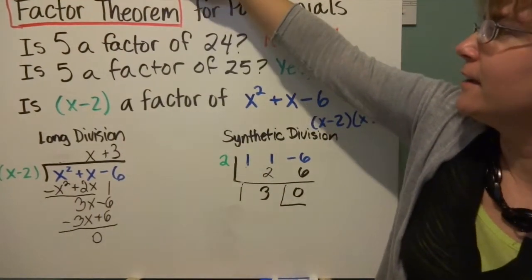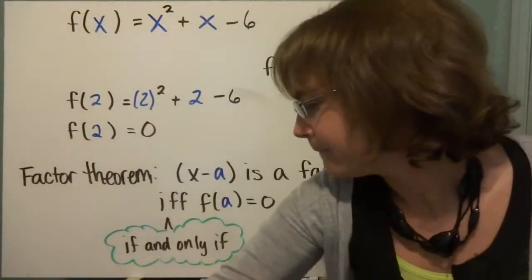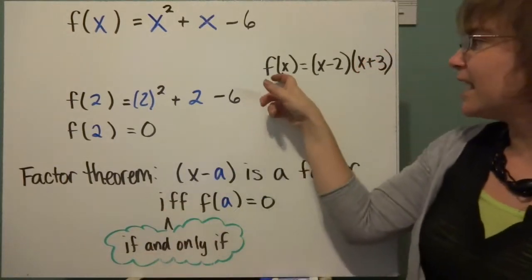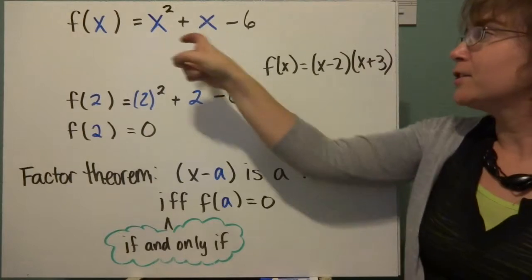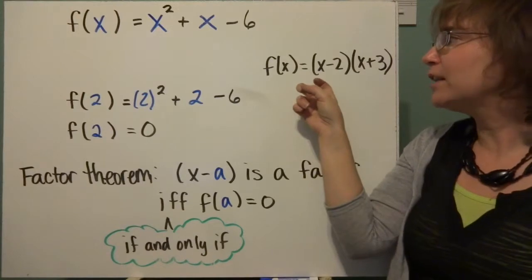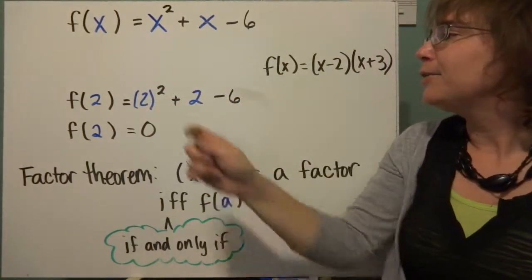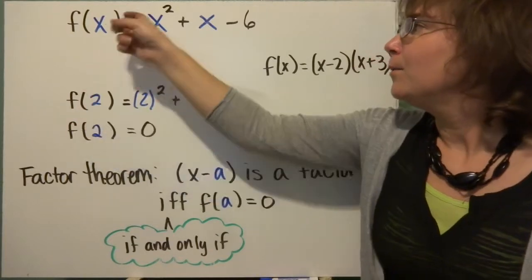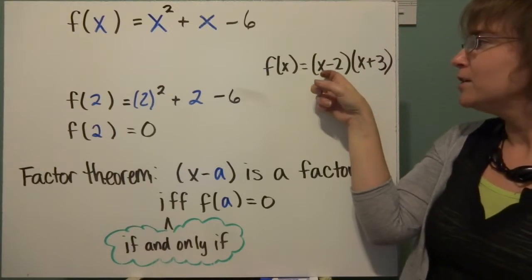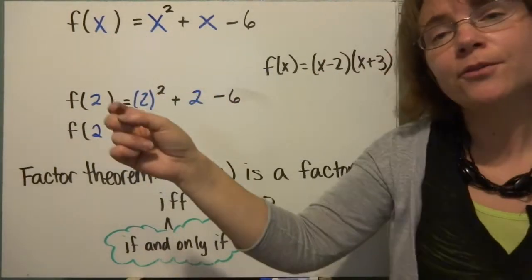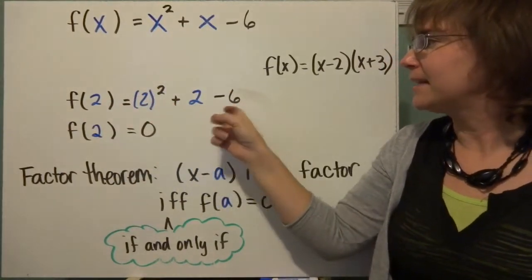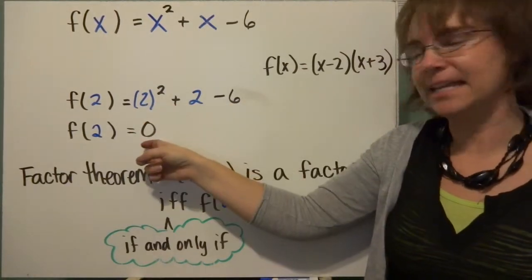Now let's take a look at the factor theorem. So if I take this same polynomial and write it in factored form, which is just f of x is equal to x minus 2, x plus 3, it's exactly the same, just in a different form. Same value, same polynomial. This is just written in factored form, and this is in standard form. Now if I take a 2 and plug it in, well, I know if I put a 2 here, I'm going to get out a 0, because 2 minus 2 is 0. So if I look at my 2 up here, I should also expect to get a 0. So 2 squared, which is 4, plus 2 minus 6. So 4 plus 2 is 6 minus 6, and I get a 0.